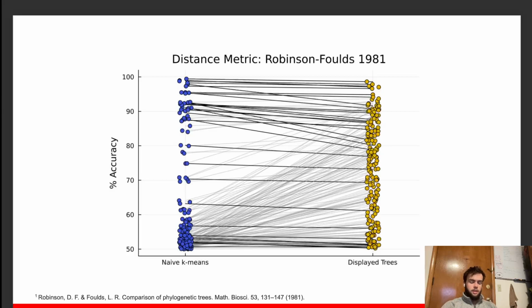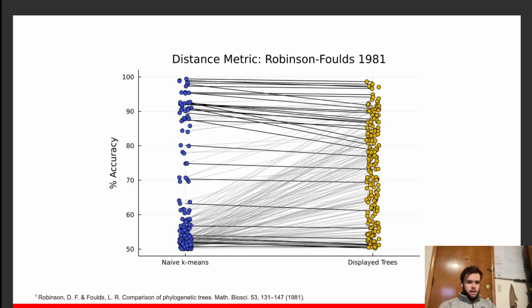So if the displayed trees method did better than the naive k-means, the line goes upwards for that network, and vice versa, the line goes down. And all of the networks where naive k-means did better on this slide, the lines are dark and bolder, whereas where displayed trees did better, they're faded into the background a bit. So we see that in the vast majority of cases, the displayed trees method actually does much better.